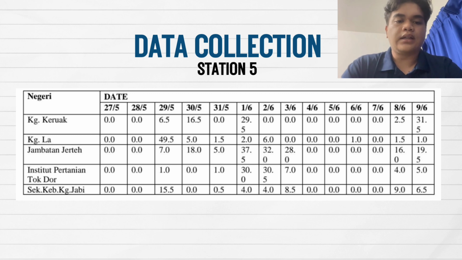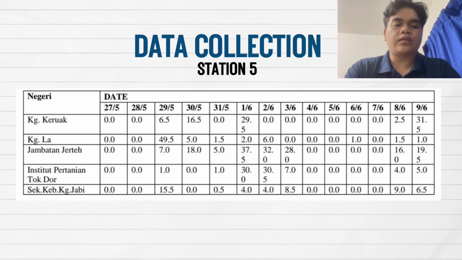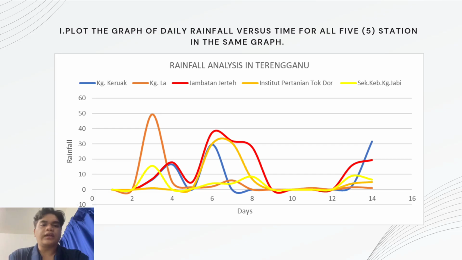Okay, next, let's start with the data collection process. Here we have the daily rainfall data for 5 stations: Kampung Keruak, Kampung La, Jambatan Jetih, Institut Pertanian Tok Dor, and Sekolah Kebangsaan Kampung Jabi. The data was collected from the 27th of May to the 9th of June. As we can see, the rainfall measures are listed in millimeters for each day. Okay, next we analyze this data visually.